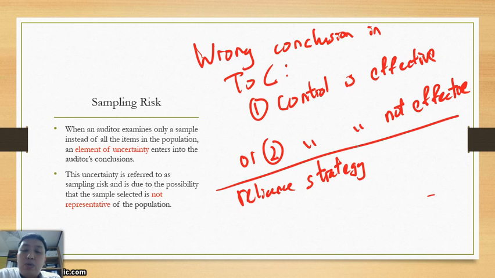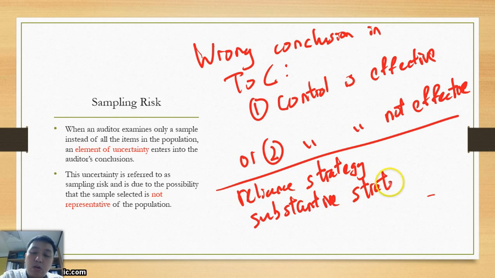On the other hand, number 2, whereby auditors wrongly conclude that control is not effective when in actual fact it is effective, these auditors will have wrongly adopted a substantive strategy. While this wrong conclusion does not affect audit effectiveness, it affects the auditor's efficiency because he will now have performed unnecessary substantive tests. This meant that the audit would be a less profitable audit.